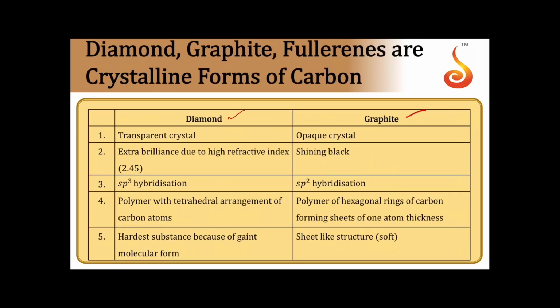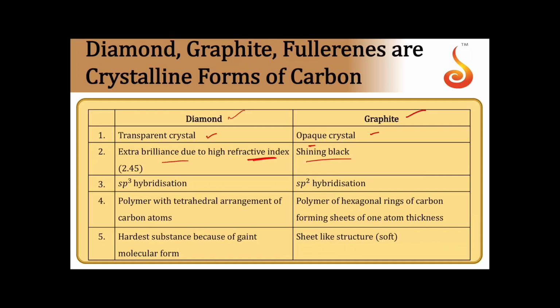Coming towards diamond and graphite differences. Diamond, as all of us know, is a transparent crystal structure, and graphite is an opaque crystal structure. Graphite is also having crystalline structure only. The brilliance is because of higher refractive index in the case of diamond. Graphite has just a black shining property.